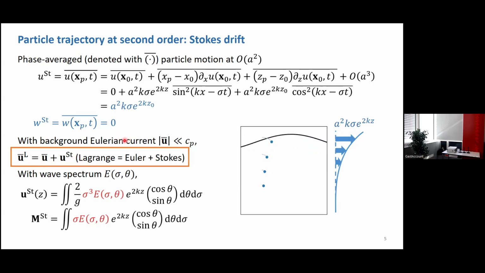This is for monochromatic waves, but even for the wave spectrum, we can get the leading order estimate by simply superposing the contribution from each frequency component. For example, the Stokes transport is a first order moment in terms of angular frequency. Sorry, I should have removed this vertical dependence. So we can estimate the total Stokes transport from the output of spectral wave models.